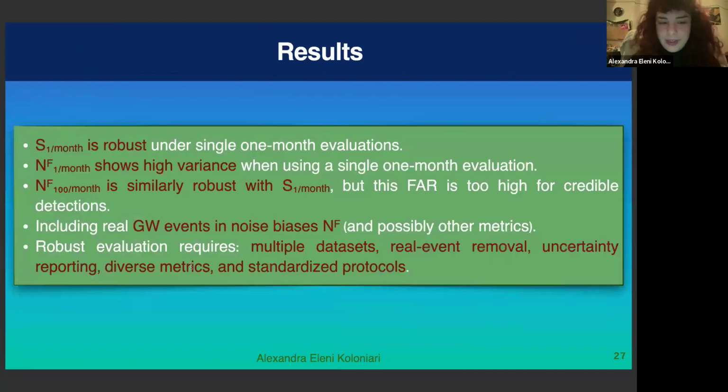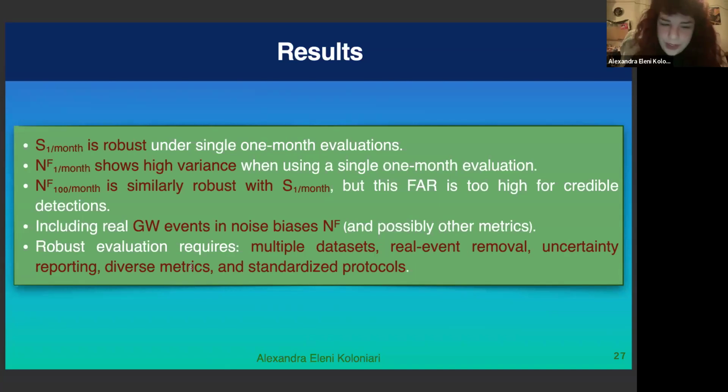So these are the results. Basically, the sensitive distance at a false alarm rate of 1 per month seems robust even under single-month evaluations. However, that is not the case for the number of detected injections. If we want to use the number of detected injections, we would need to go to a false alarm rate of 100 per month, but that is too high for a credible detection. Additionally, we did see that including real gravitational wave events in noise can bias the number of detected injections, and that is possibly true for other metrics as well.